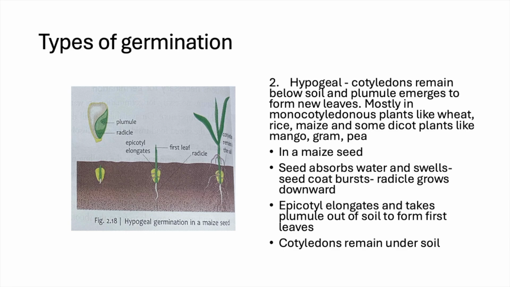Now, in hypogeal germination, the cotyledons remain below the soil. The plumule emerges to form the new leaves. So it's mostly seen in monocotyledonous plants like wheat, rice, maize, and some dicot plants as well like mango, gram, and pea. In a maize seed, what happens is the seed absorbs water and swells, the seed coat bursts, the radicle grows downward, the epicotyl elongates and takes the plumule out of the soil to form the first leaves. Cotyledons remain under the soil.